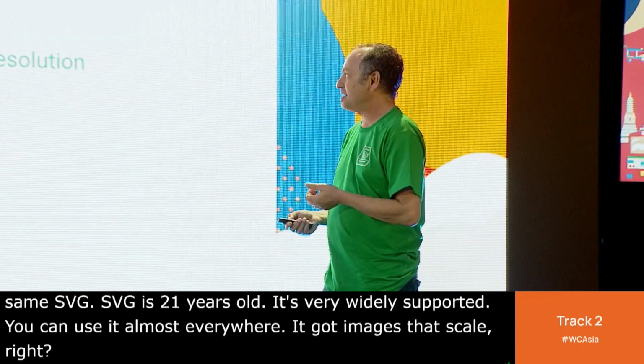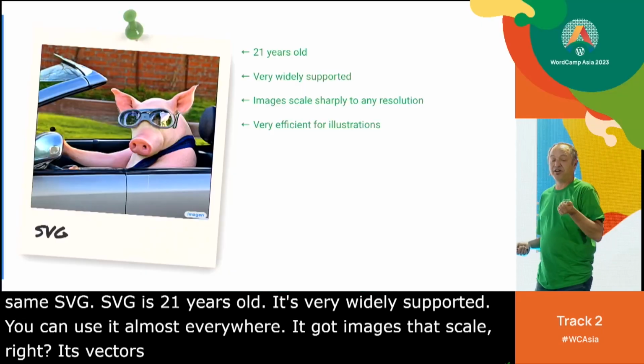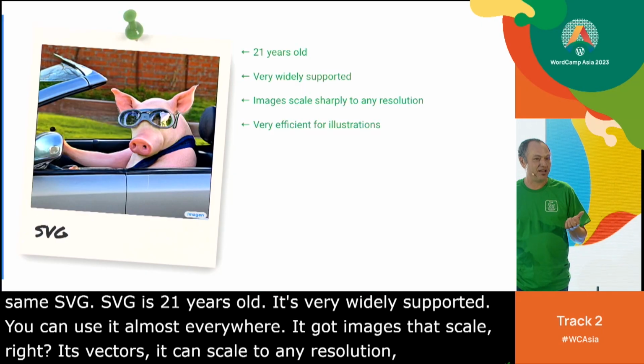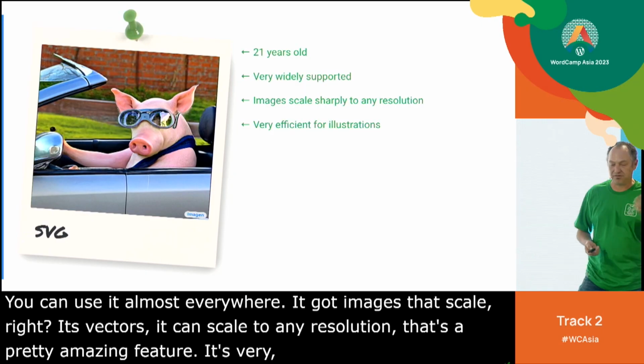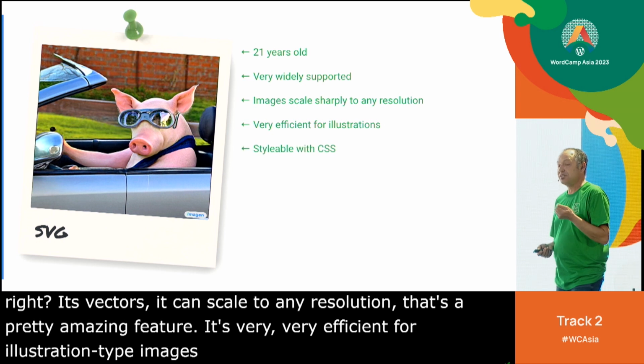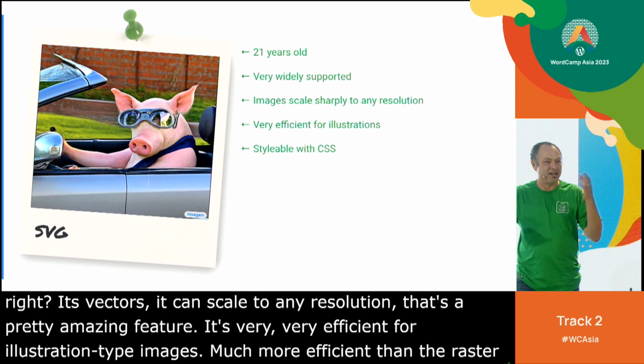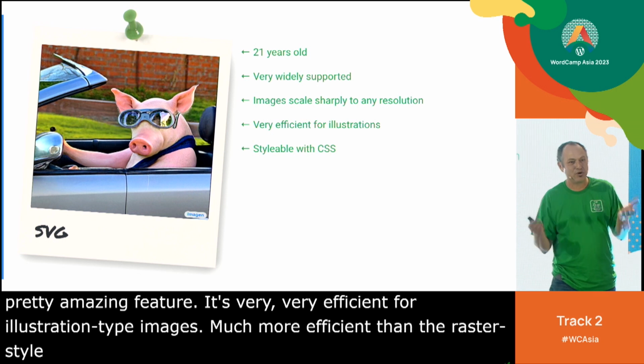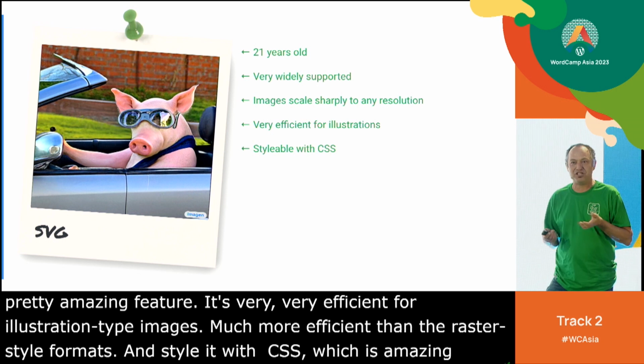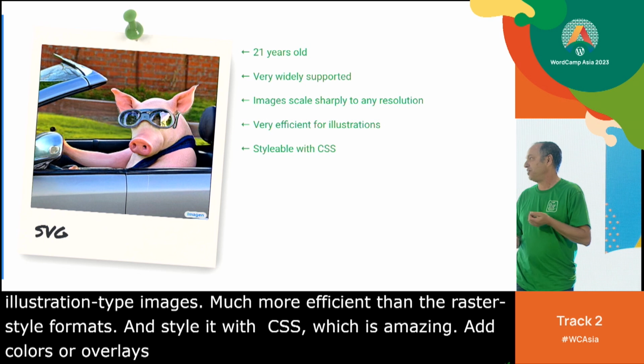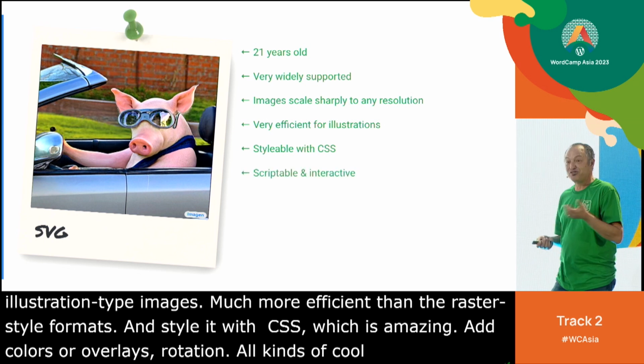That's a pretty amazing feature. It's very, very efficient for illustration type images, much more efficient than the raster formats. And you can style it with CSS, which is amazing. You can add colors or overlays. You can do rotation, all kinds of cool things you can do with SVGs that really don't work as well with regular images. It's also scriptable and interactive.